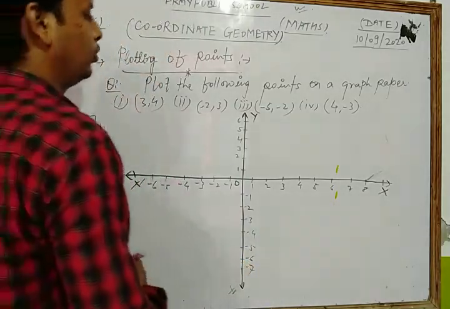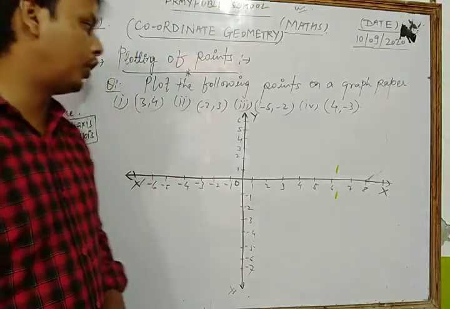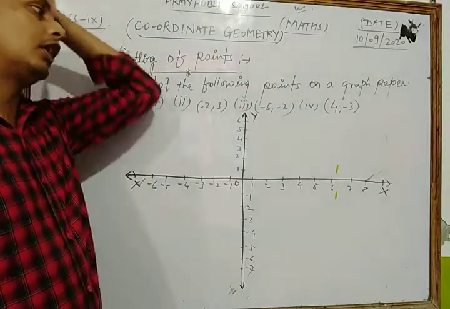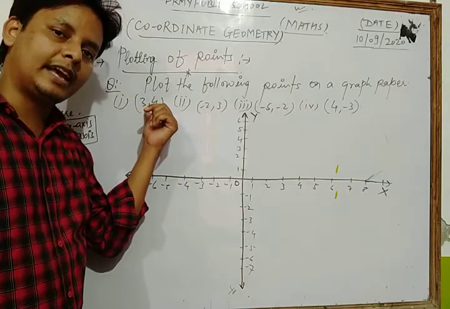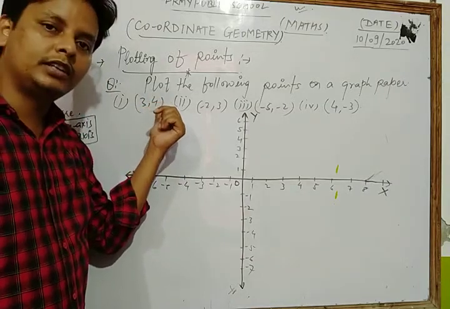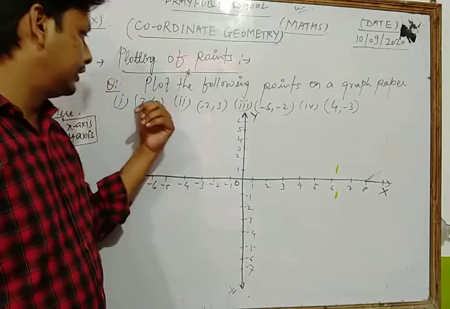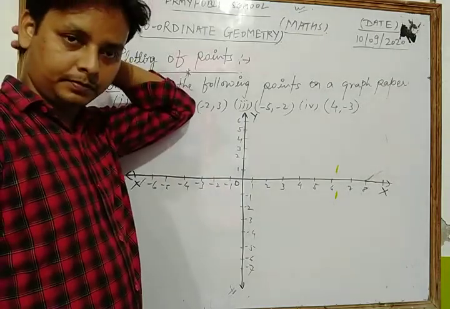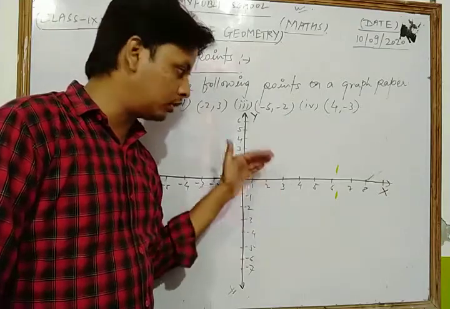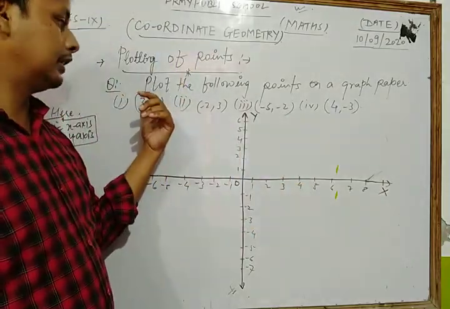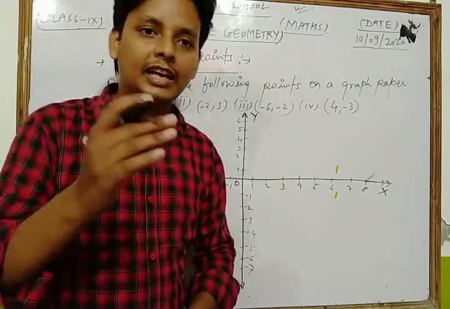Okay. Now look. First, dear student, we plot the point (3, 4). Now look, 3 is the abscissa and 4 is the ordinate. This is plus 3. Now we go to the right side of the origin on the x-axis because of the point 3. The number 3 lies on the x-axis.